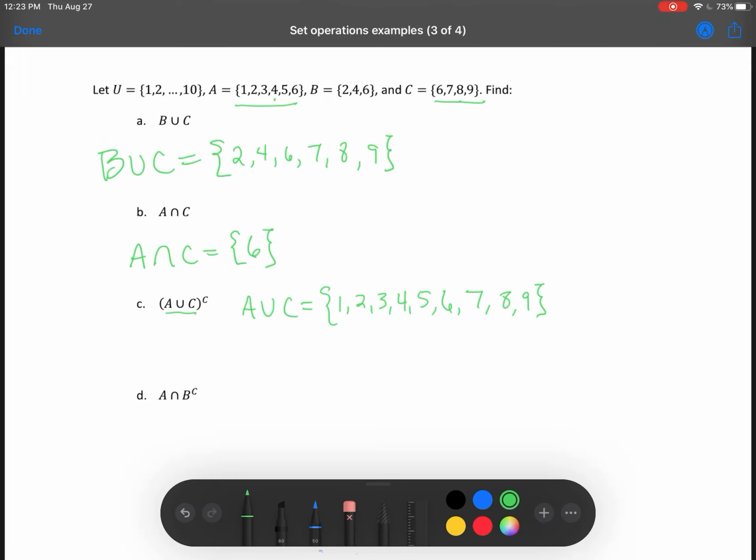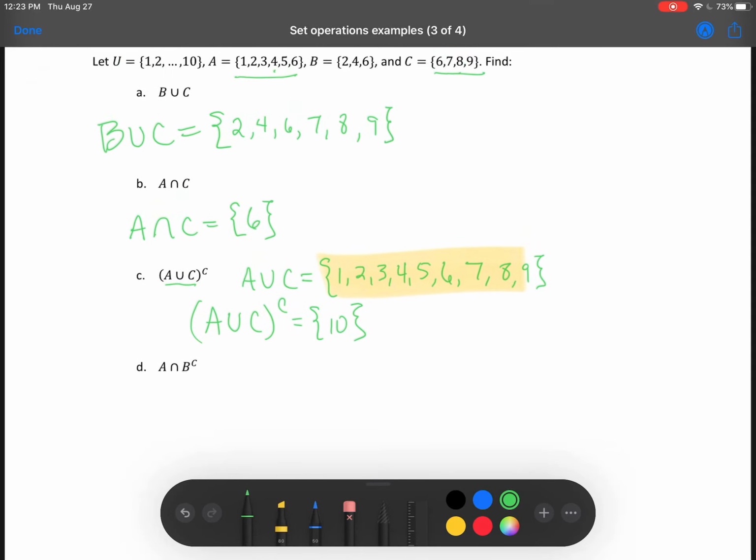So now, when we do the complement of that, remember that the complement is everything that's in the universal set that is not in this set A union C that we just wrote down. So since the universal set is 1 through 10, and the set A union C is everything 1 through 9, the only thing that's left for the complement is just 10. Okay, so notice how when we put A union C together with its complement, we get the whole universal set.